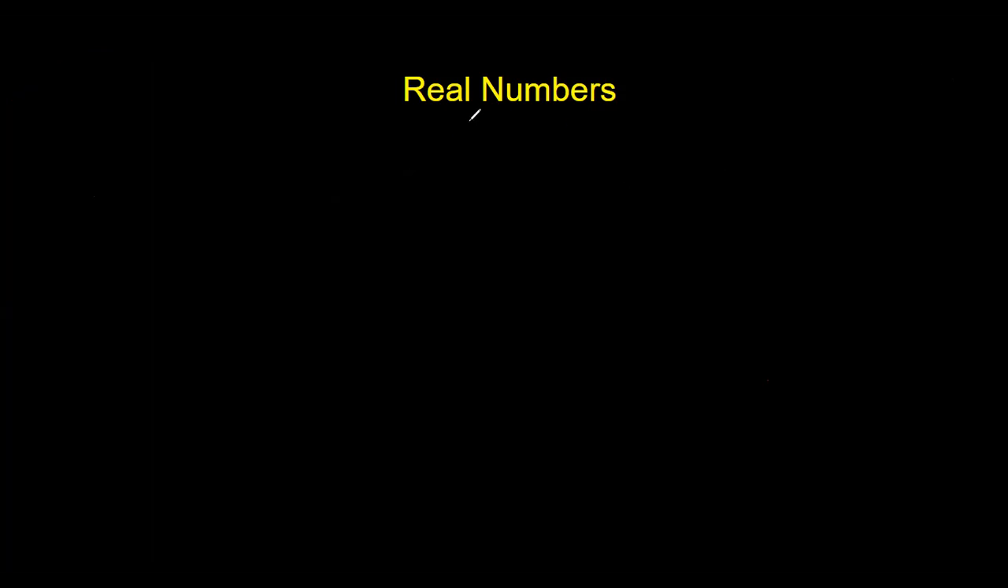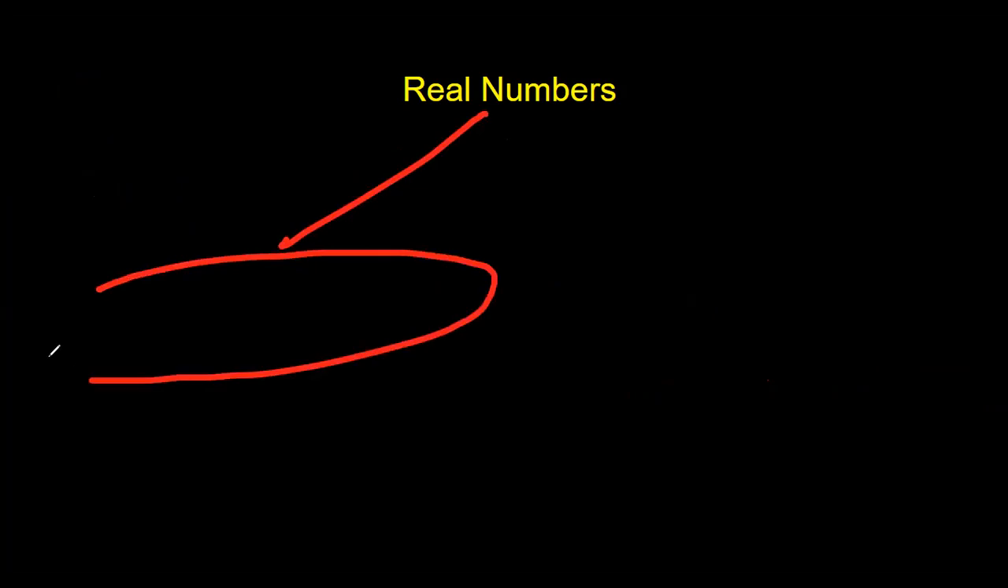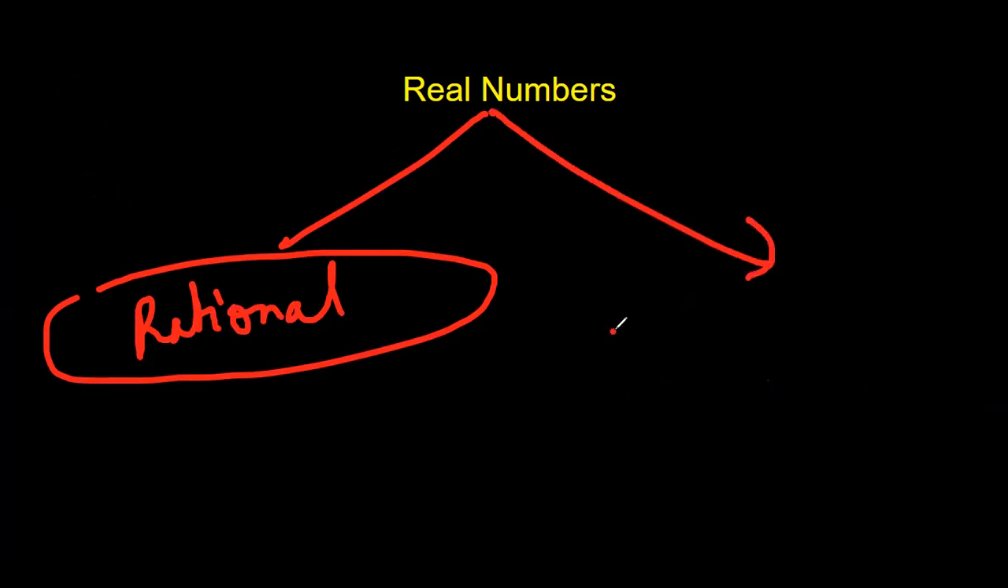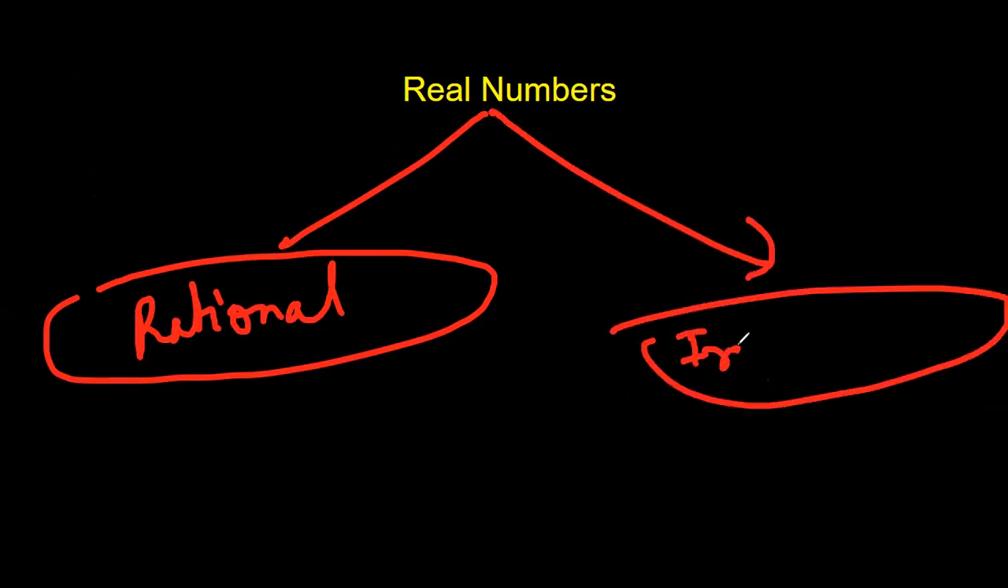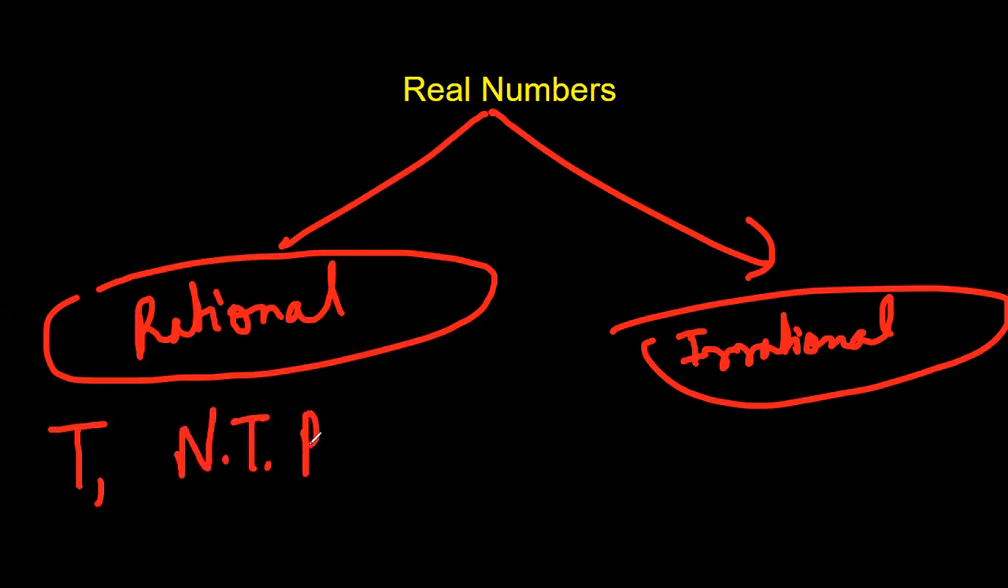So what did we see here? That these numbers are of two types. One we said the rational, and the other one we said irrational, right? The other part is irrational. So irrational numbers would be non-terminating, non-repeating. Here we said rational numbers are either terminating, or non-terminating but repeating.